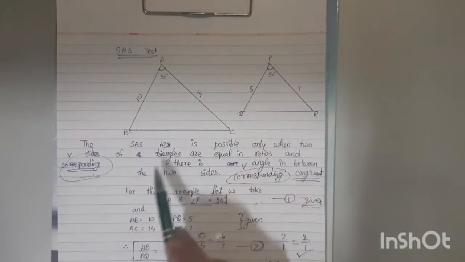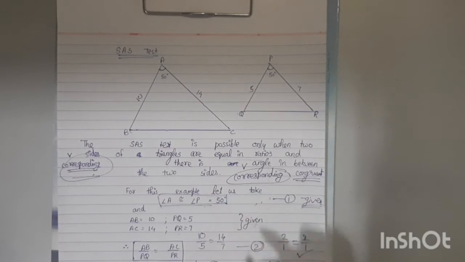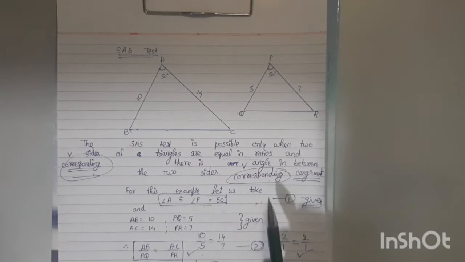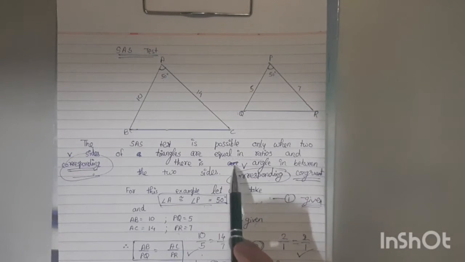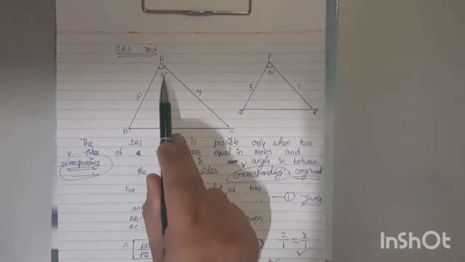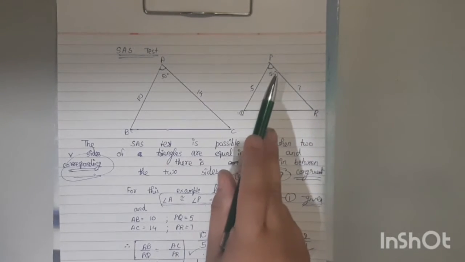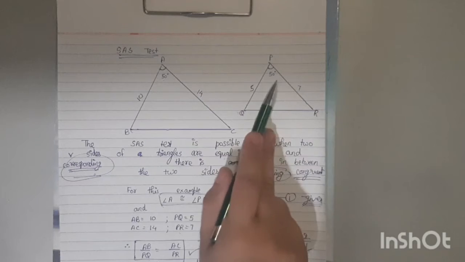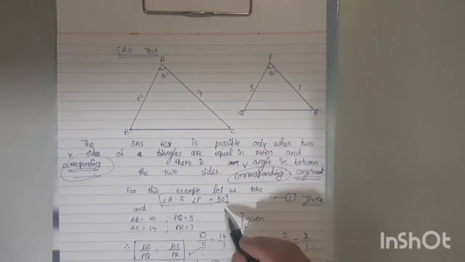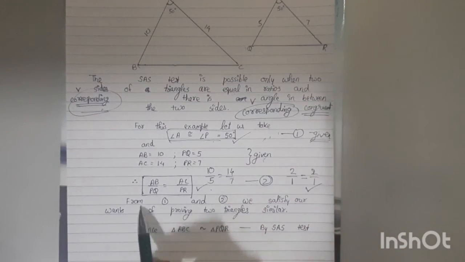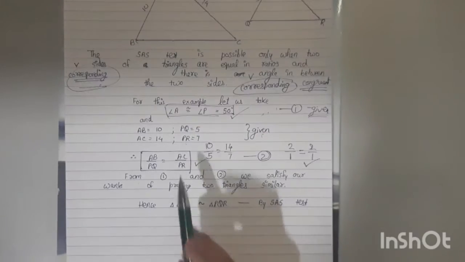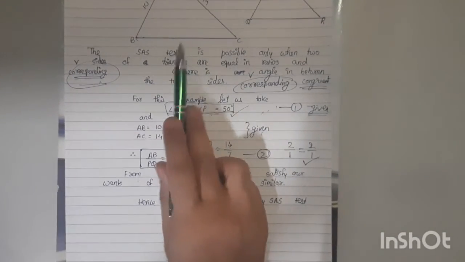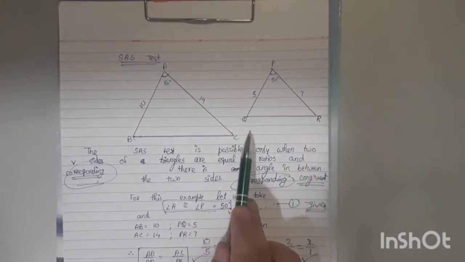Corresponding sides of the triangles are equal in ratio. Yes, we have checked it. And the angle between the corresponding sides is congruent. Yes, we have checked that too. So from 1 and 2 we can prove triangle ABC is similar to triangle PQR.